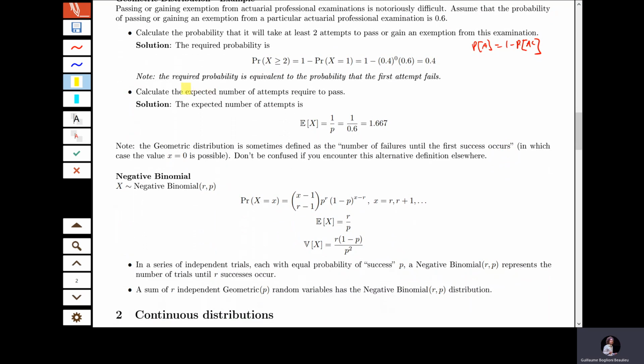And the expected number of attempts required to pass is simply 1 over p. So in this case, 1 over 0.6, something like 1.66666.